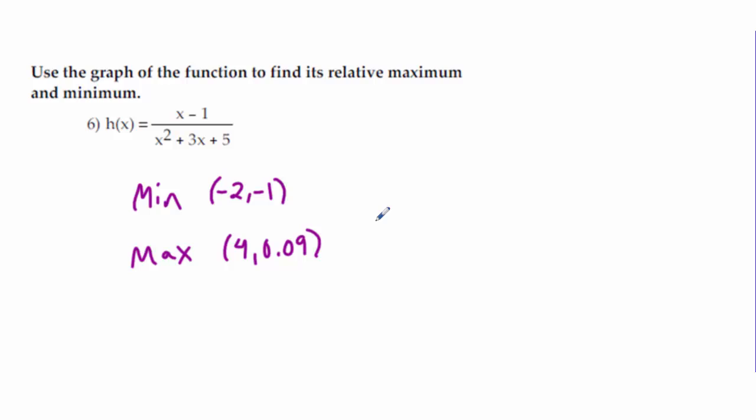The alternative to looking at the graph, again, is we could do the first derivative of that and then find the zeros, and we'd get -2 and 4 and then plug them back in. Turn the page.